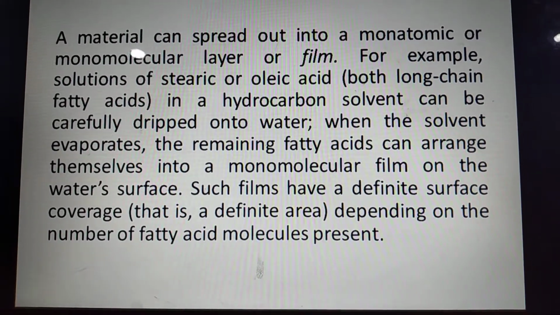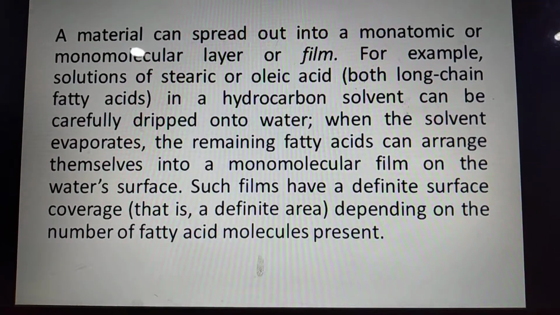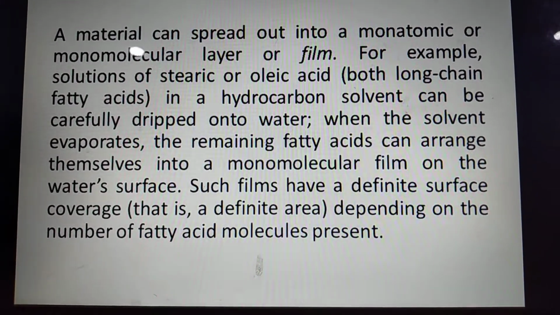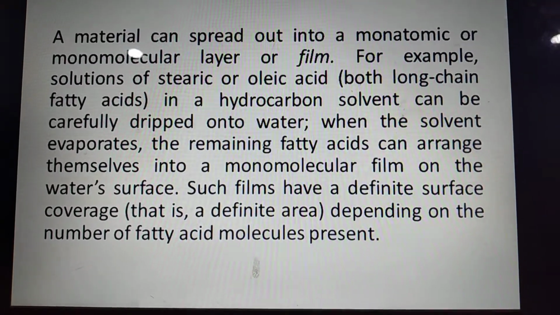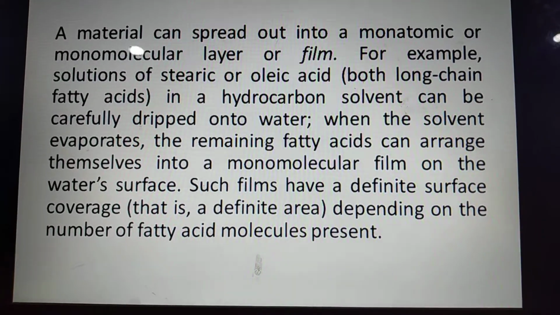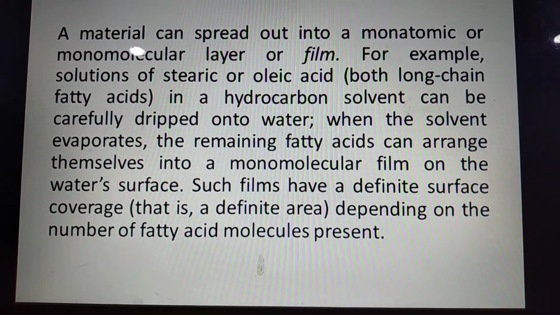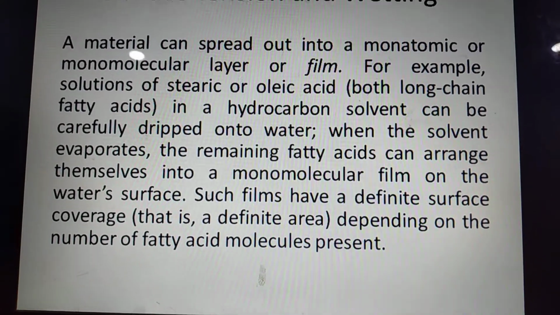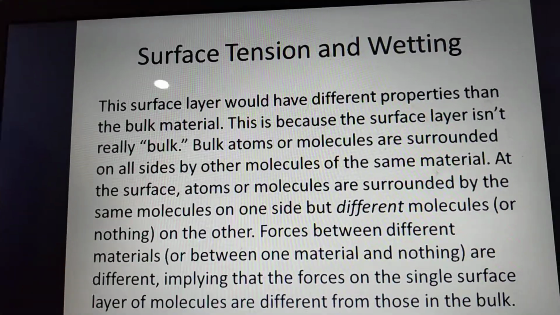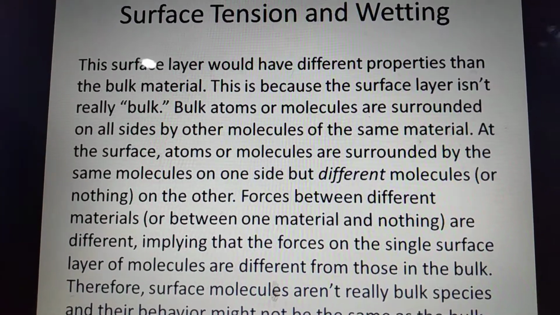In the bulk, all forces are equal, while at the surface unbalanced forces are formed. On the upper side there is a force created that is called surface tension. Such films have a definite surface coverage, theta, that is a defined area depending on the number of fatty acid molecules present in the solution. And the surface layer would have different properties than the bulk material.